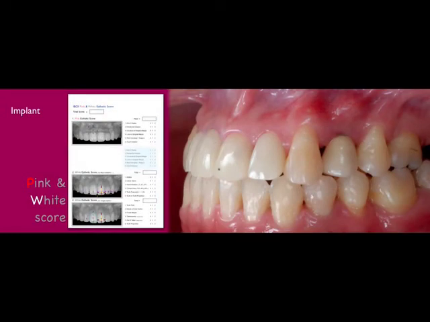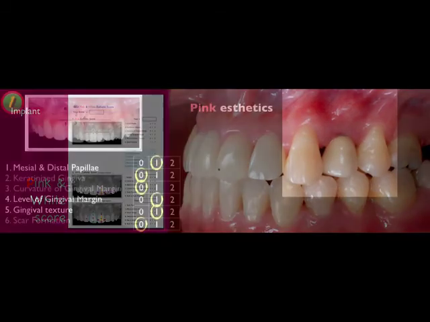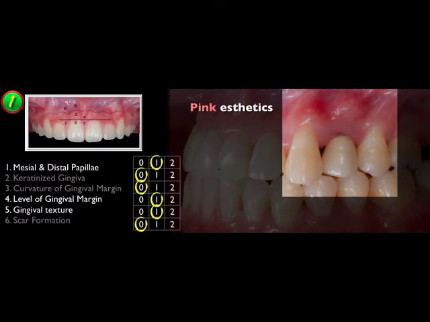Let's talk about the aesthetic results. As to pink aesthetics, the major issues are loss of papilla, uneven gingiva, and patchy soft tissue. If we were to redo this case, we would like to harvest a bigger CTG so we can have more harmonious soft tissue around the implant site and root coverage of the adjacent teeth.